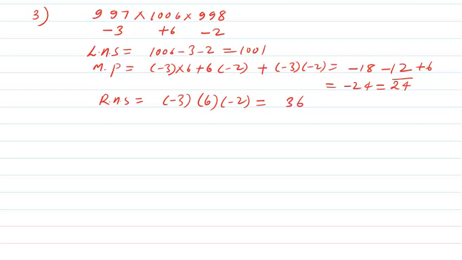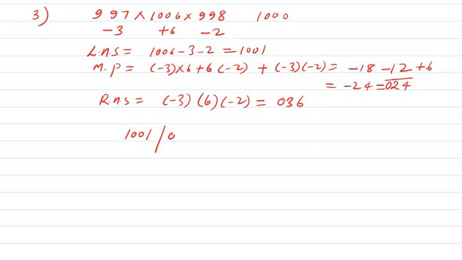So 36. But one thing I want to be clear here, that the base has 3 zeros because the base is 1000. So the middle part should also have 3 digits. So let us put a 0 over here, and the right hand side should also have 3 digits. So let us put a 0 over here also. So what will be the answer? The answer will be 1001.